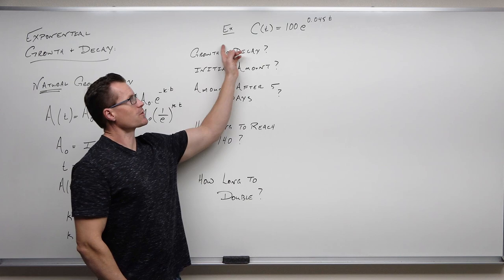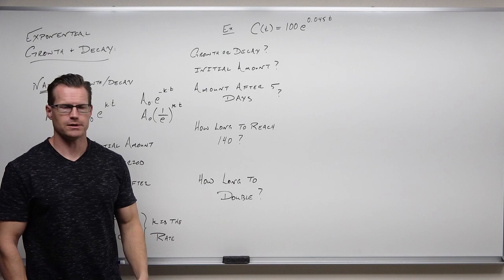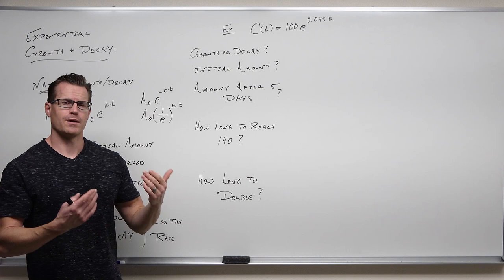In this case, it was bacteria, I think. It starts with 100 units of bacteria, and it says that you have this 0.045. Well, what's that mean? For a certain amount of time, let's say it's in hours, can we figure out a few things about it? Number one, can we determine whether this is growth or decay?